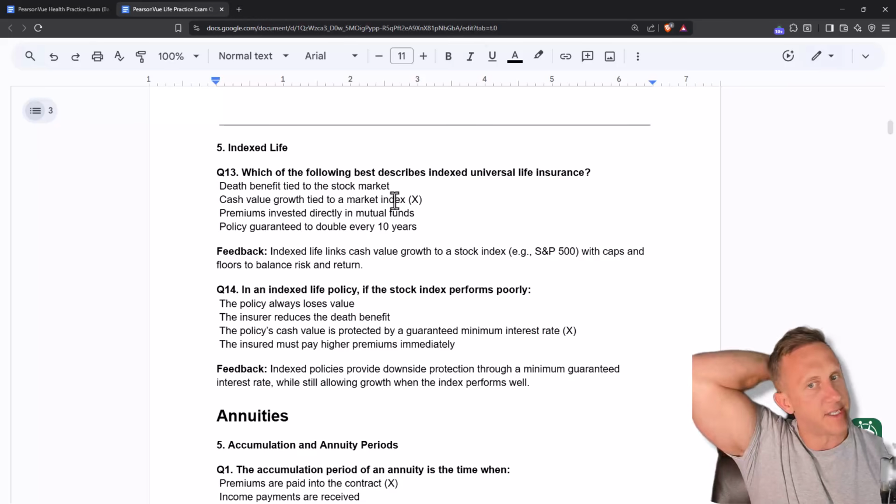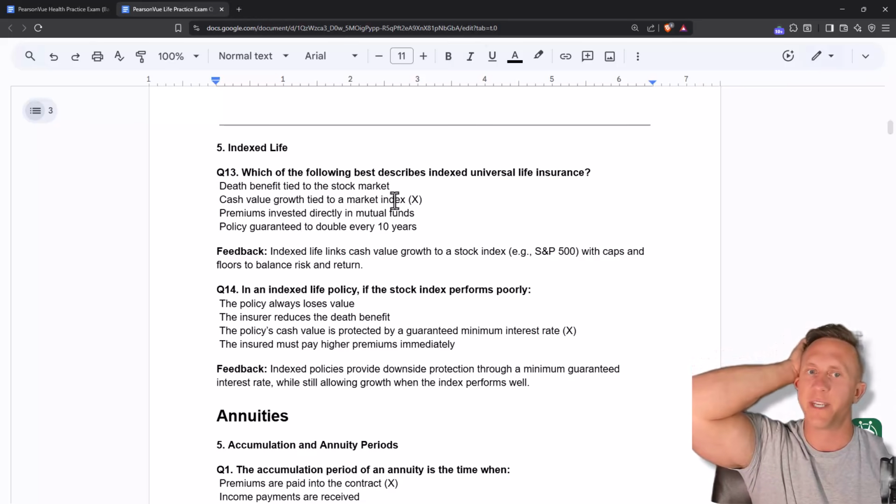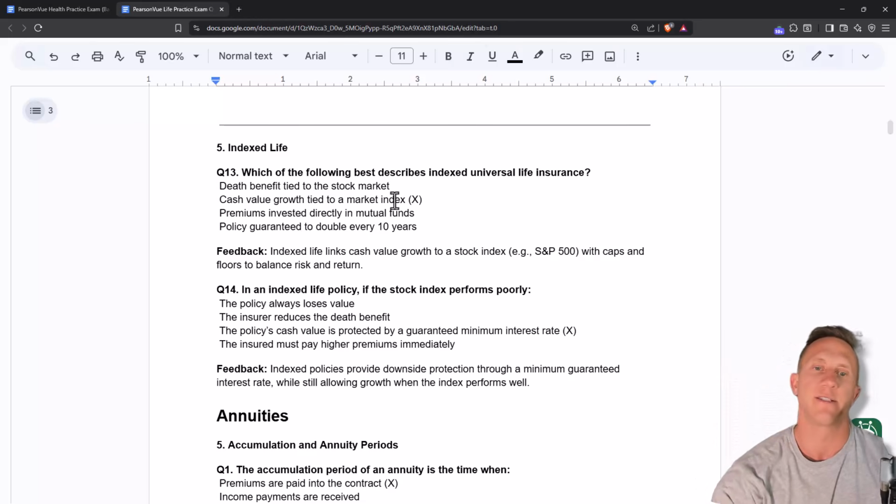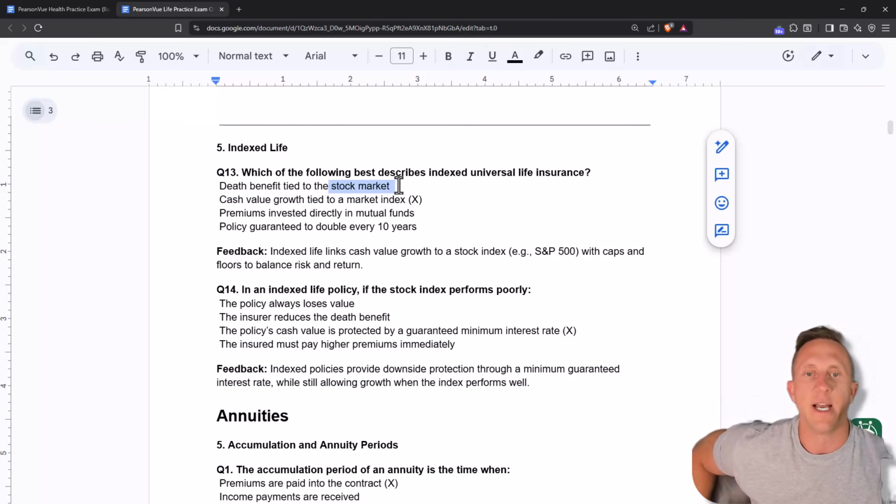Okay, indexed life. Which of the following best describes indexed universal life, also known as an IUL? Death benefit tied to the stock market. Anytime you see stock market or mutual funds or equities or securities, that is a variable product. So a variable whole life, variable universal life, variable annuity. Cash value growth tied to a market index. A market index is different than a mutual fund. In an index policy, it has some upside of the market without the risks.